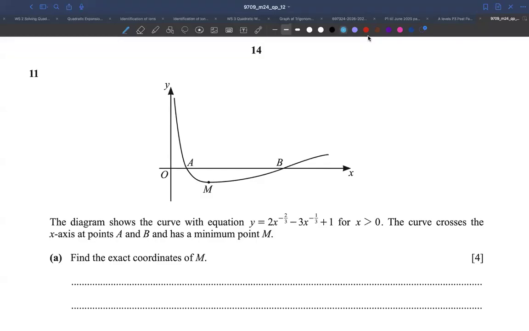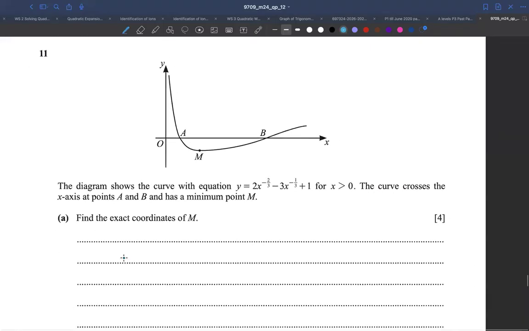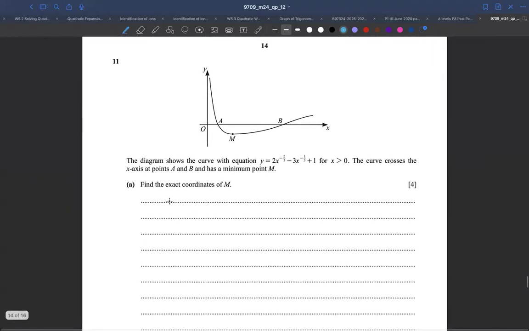In this question, it says the diagram shows a curve. The curve crosses the x-axis at points A and B, and the minimum point. Seeing the minimum point, what should come to your mind is dy/dx is 0. Find the exact coordinates. You will say, sir, we'll find the dy/dx.